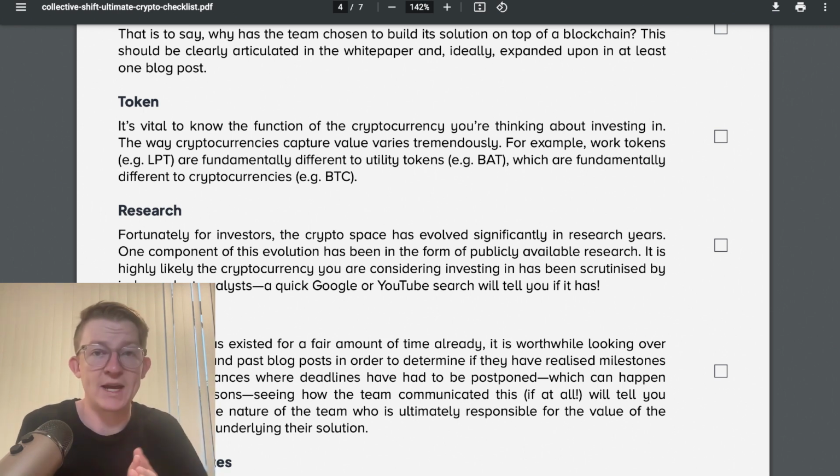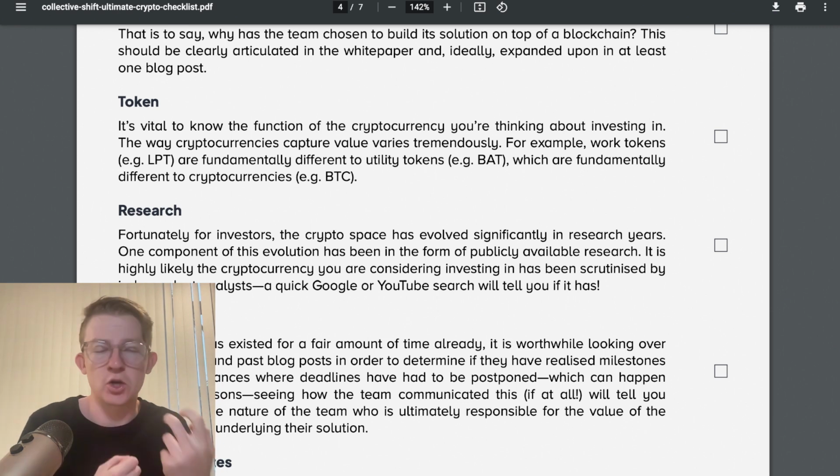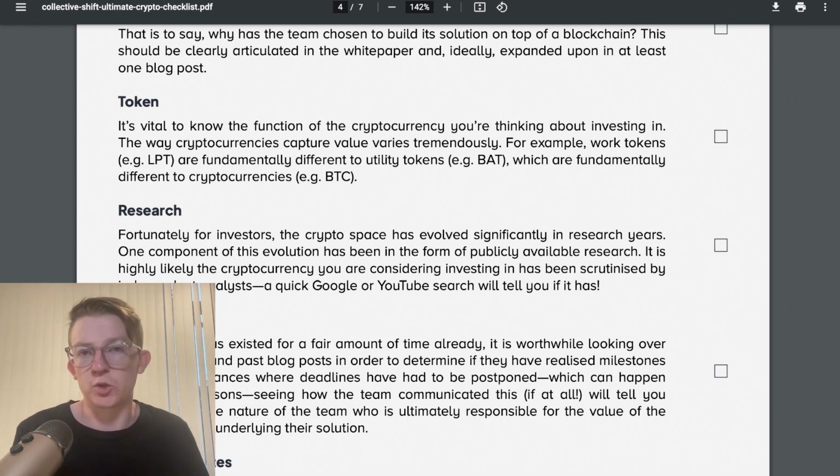So look at the supply. Is there a cap? Is there an extended supply or limited supply? How does the tokenomics work? It will give you a good indication of how well the value of the token will appreciate over time.